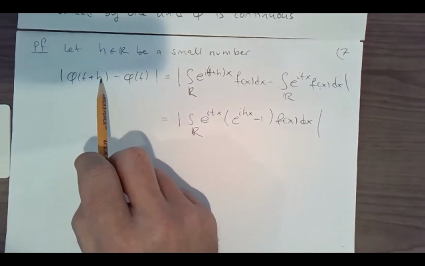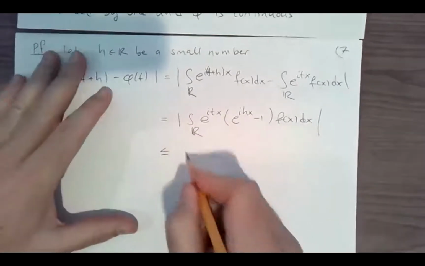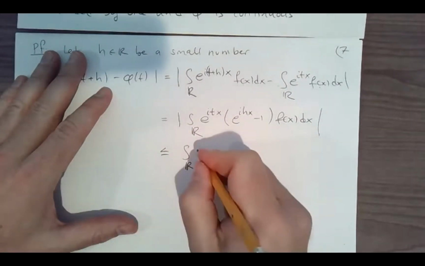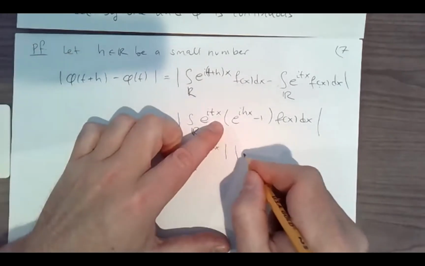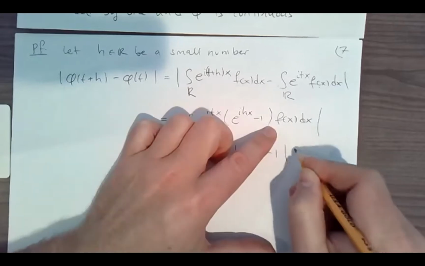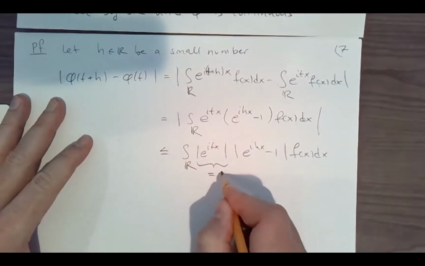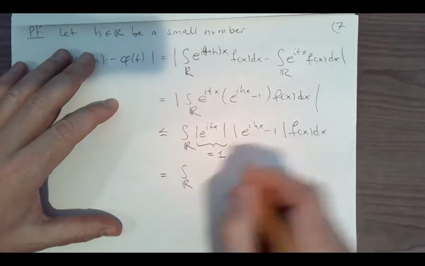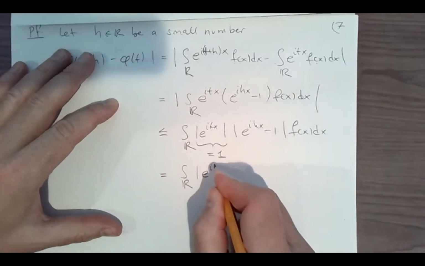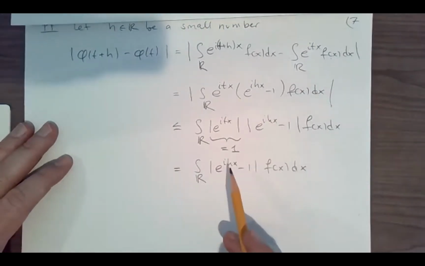As a function of h, when h goes to zero, I want this difference to vanish. The first thing I can do is move the absolute value inside. This gives the integral over R of the absolute value of e^{itx}, times the absolute value of e^{ihx} minus 1, and f(x) was positive, so no absolute value. I know the length of e^{itx} is equal to one, so all in all, this is the integral of the absolute value of e^{ihx} minus 1, times f(x). I want to see what happens here as h goes to zero.